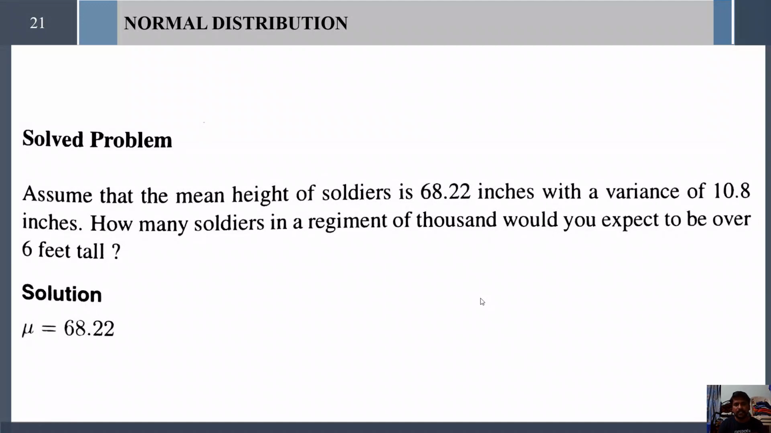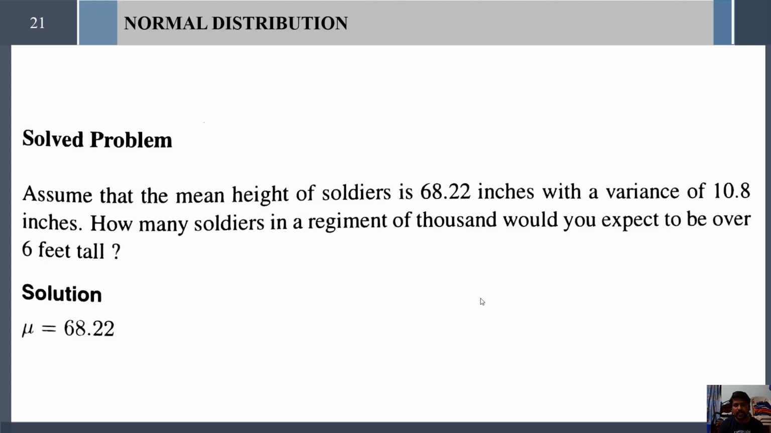This is a continuation of problem solving under normal distribution. Now we shall see another problem. Assume that the mean height of soldiers is 68.22 inches with a variance of 10.8 inches. How many soldiers in a regiment of 1000 would you expect to be over 6 feet tall?